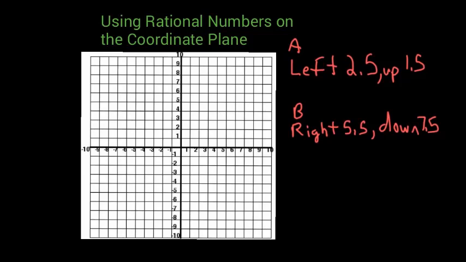We're going to go left 2 1/2 and up 1 1/2. So we're going to be right there in the middle of the box. And that would be A. And for B, we're going to go right 5 1/2, so that's going to be halfway between 5 and 6, and then down 7 1/2. So again, we're going to be right in the middle of the box there. So that's going to be letter B.